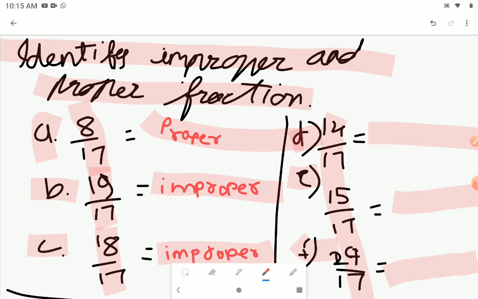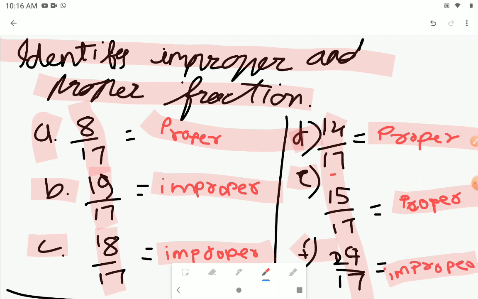14 by 17. Okay. 14 by 17 is... 17 is bigger than 14, so it is a proper fraction. And 15 by 17, this is also proper. 29 by 17, no, it's not proper. Improper.